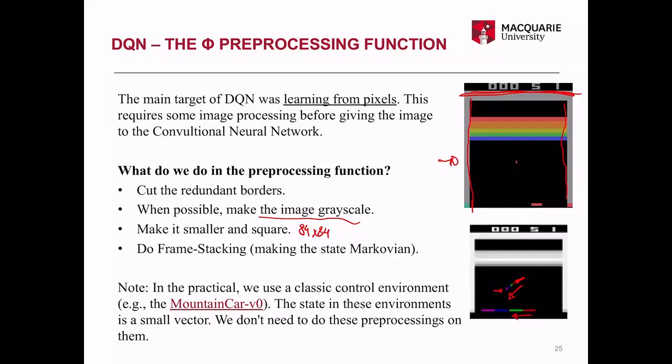Again, note that in the practical, you use the classic control environments such as mountain car or cart pole. The state in these environments is a small vector. Cart pole, for instance, has two variables. One of them is the position of the cart, and the other one is the angle of the pole with the cart, and that's it. And we don't need to pre-process it in this way. We're not processing pixels.